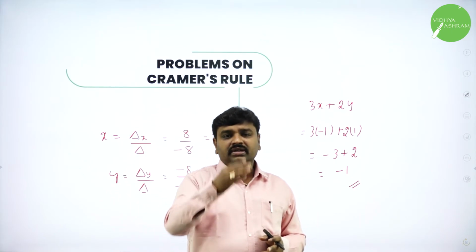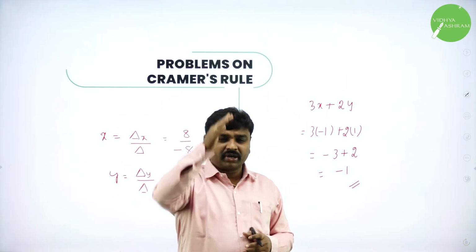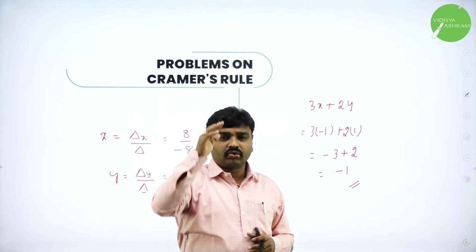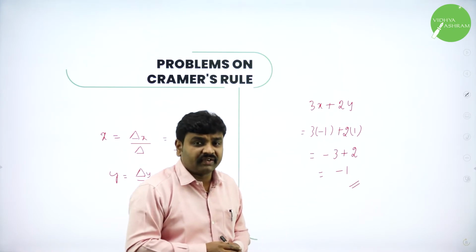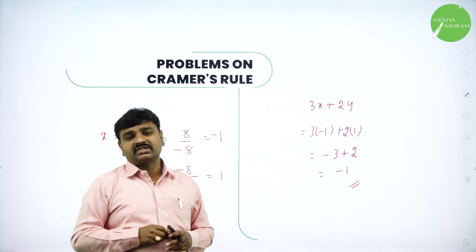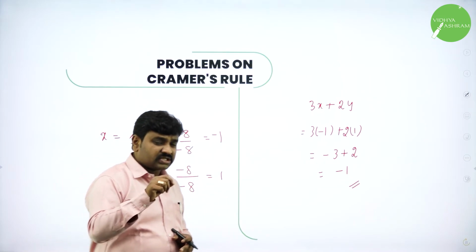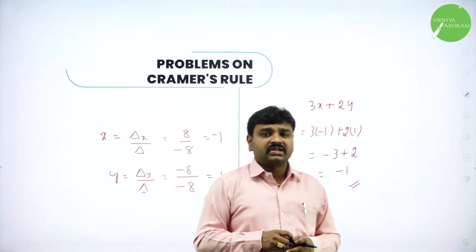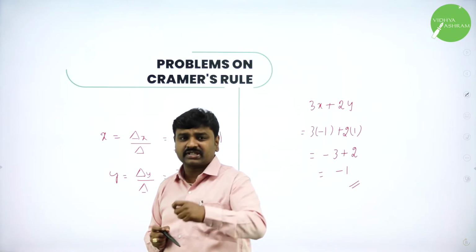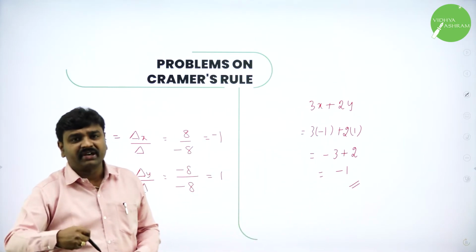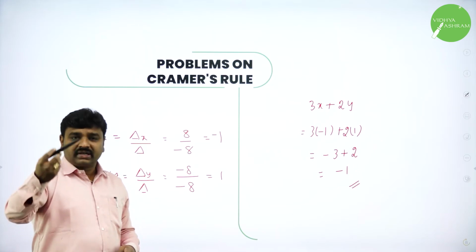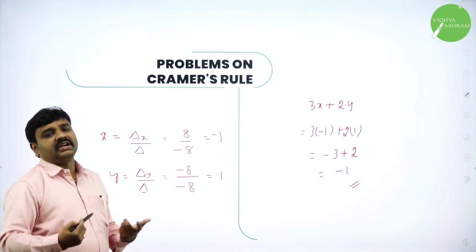There, delta is the coefficient matrix. Delta x is obtained by replacing the first column, the coefficients of x, with the constants. For delta y, you replace the coefficients of y with the constants. For delta z, replace the coefficients of z with the constants. And x is delta x by delta, y is delta y by delta, and z is delta z by delta. That's it.